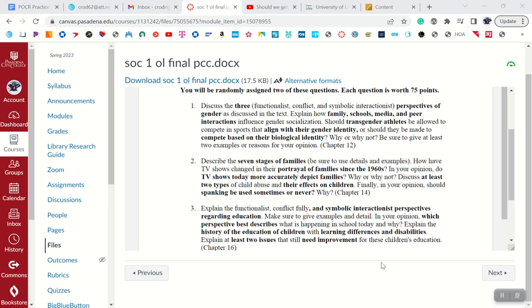So again, don't just say, here are the 7 stages and list them. Explain each stage. What happens in those stages, in each stage, all 7? How have TV shows changed in their portrayal of families since the 1960s?